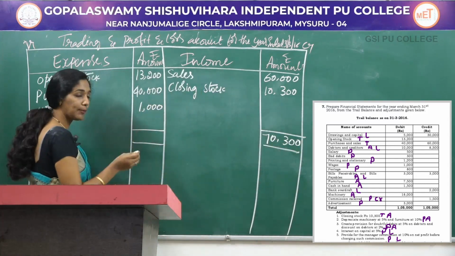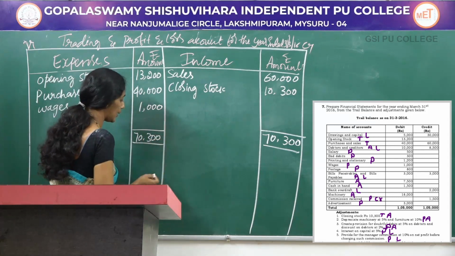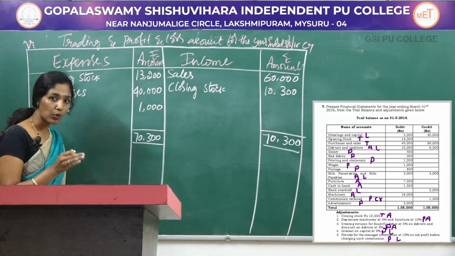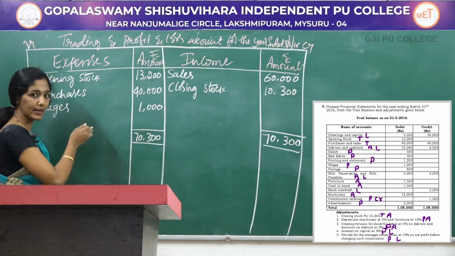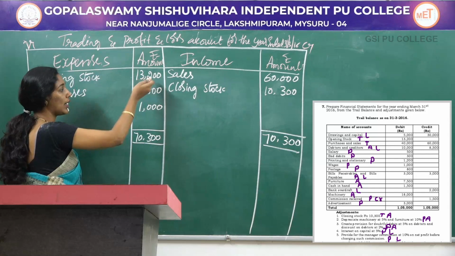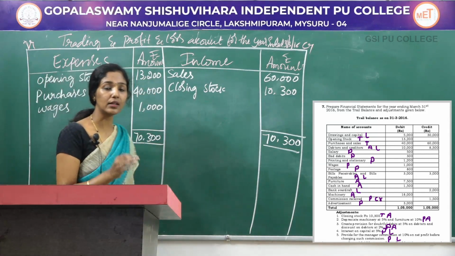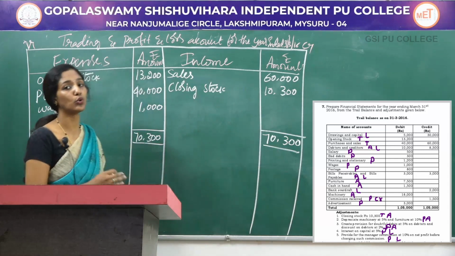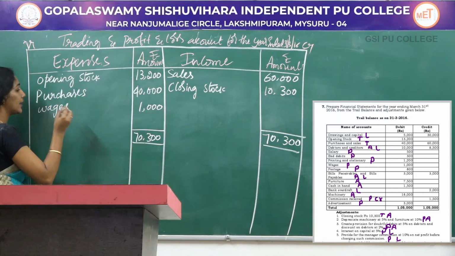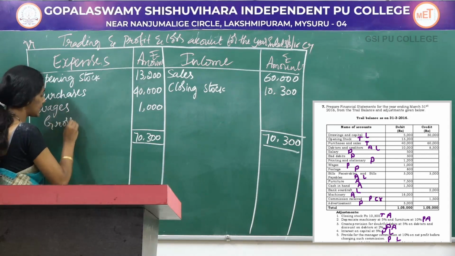70,300. Write the same total on the debit side also, 70,300. And now we have to find out the gross profit on the debit side. 70,300 minus 13,200 minus 40,000 minus 1,000. You have to deduct the total of debit side from the total of credit side and write the difference amount as gross profit carried down.